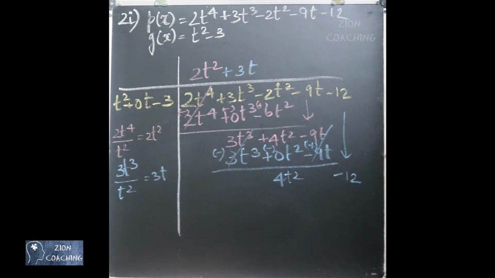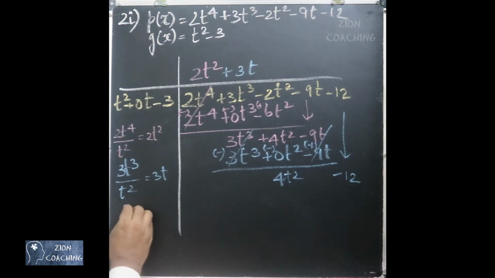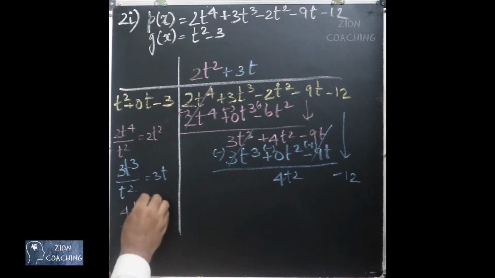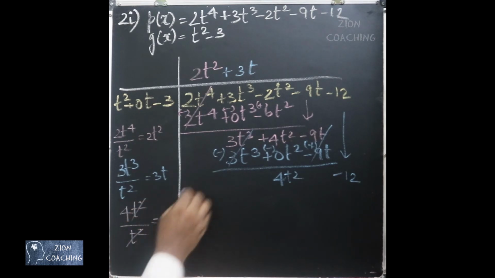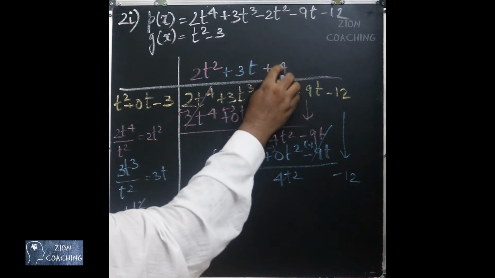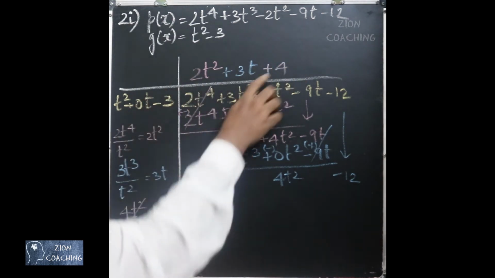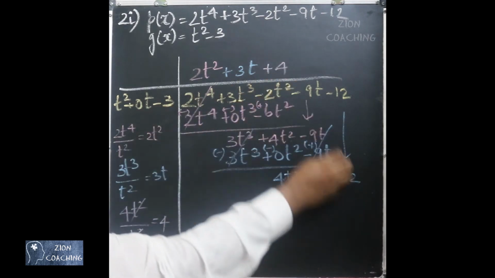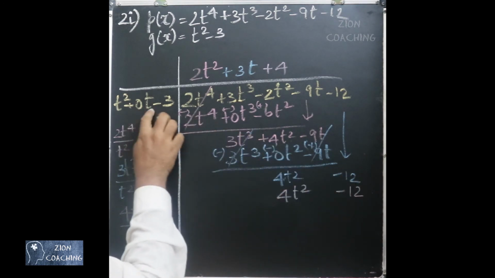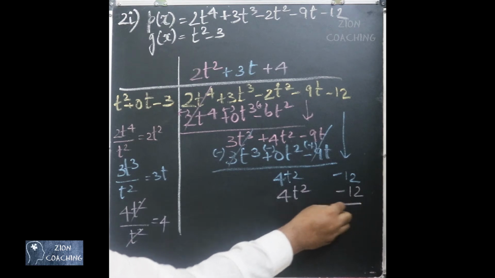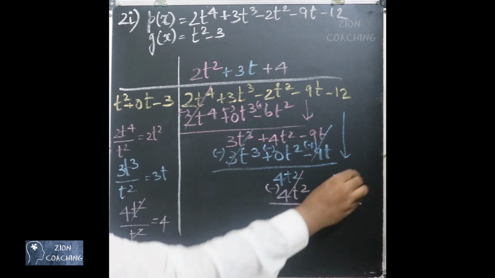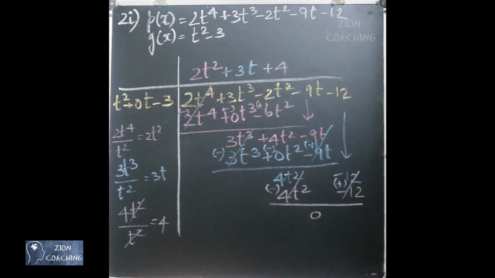Now, taking the first terms, we have 4t squared here. We are going to divide by t squared. So t squared and t squared will get cancelled. We will have 4. So we are going to multiply the entire divisor by 4. 4 into t squared is 4t squared. Minus 3 into 4 is minus 12. We need not multiply the 0t term because multiplying by 0t is of no value. Then change the symbol and add. Both will get cancelled. The remainder is going to become 0. Now you can see that the remainder has become 0.